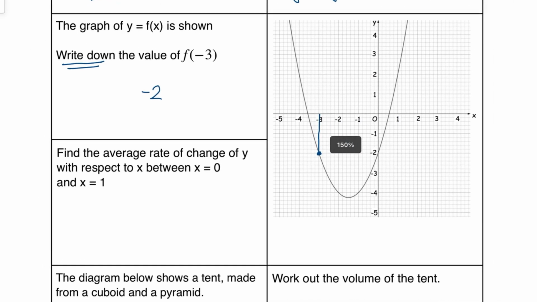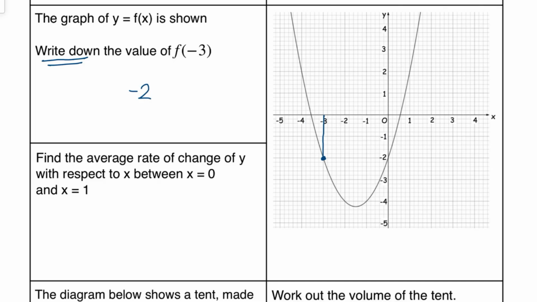So it's basically saying, can you use the graph to solve the function? Find the average rate of change, gradient, of y with respect to x, so gradient of y over x, between x equals 0 and x equals 1. So what I'm going to do here is say x equals 0 and x equals 1. If x equals 0, y is equal to minus 2. Just read that straight off the graph. And if x equals 1, y is equal to 2. Again, numbers are nice numbers here.